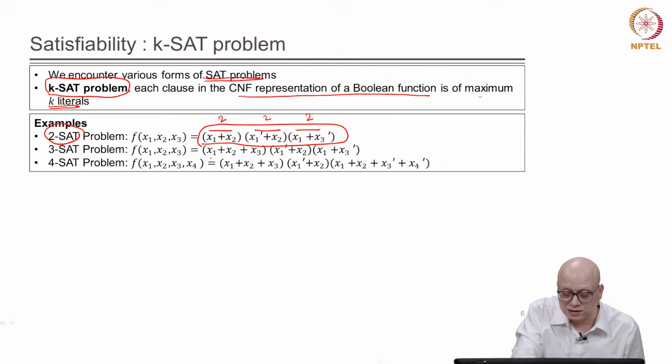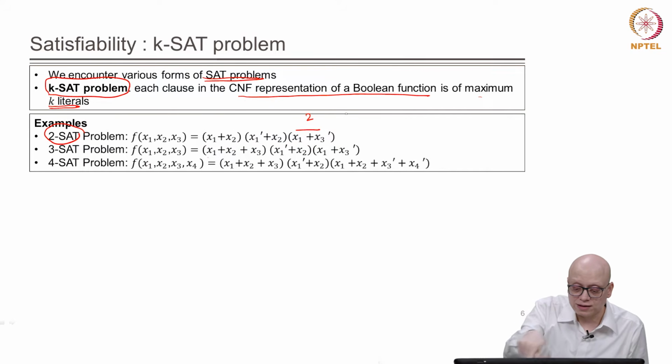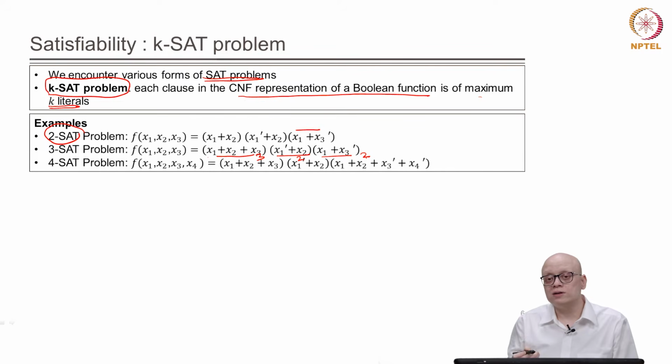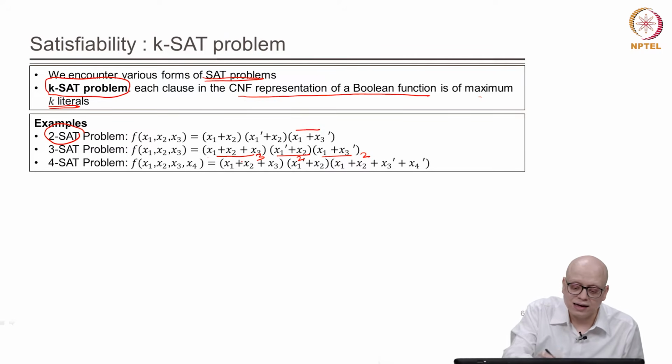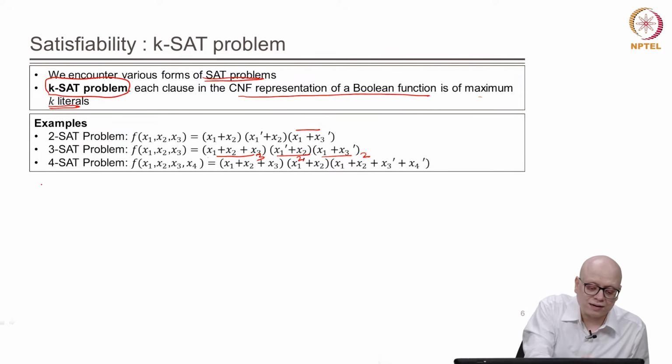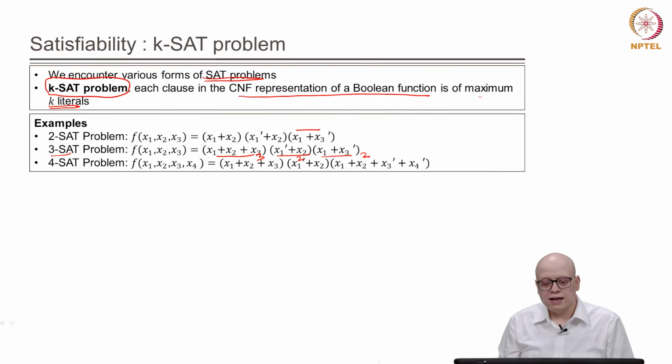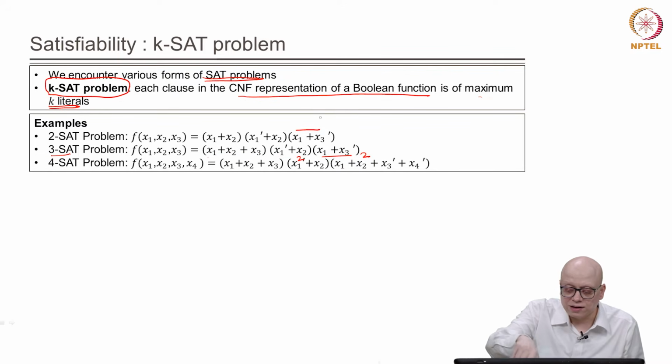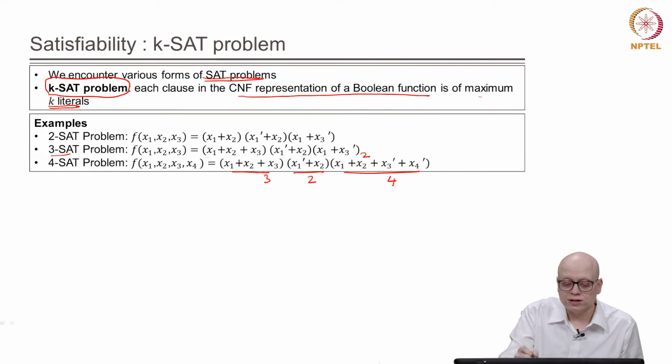Now, let us take the next one. In the next one, we have 3 literals here, then 2 literals and then 2 literals. So, the maximum number of literals in the clauses is 3, and therefore, it is a 3-SAT problem. And in the next function, there are 3 literals, 2 literals and 4 literals. So, this is a 4-SAT problem.